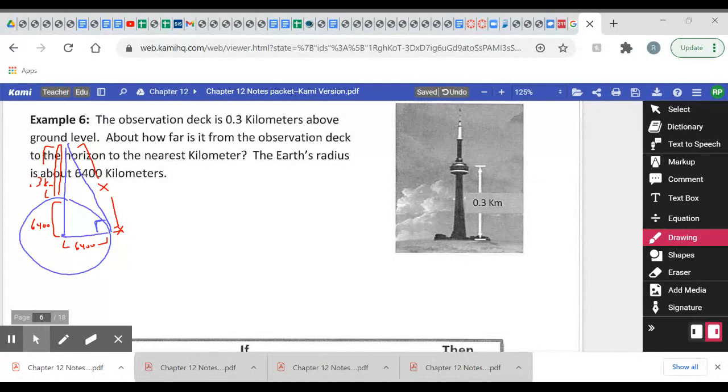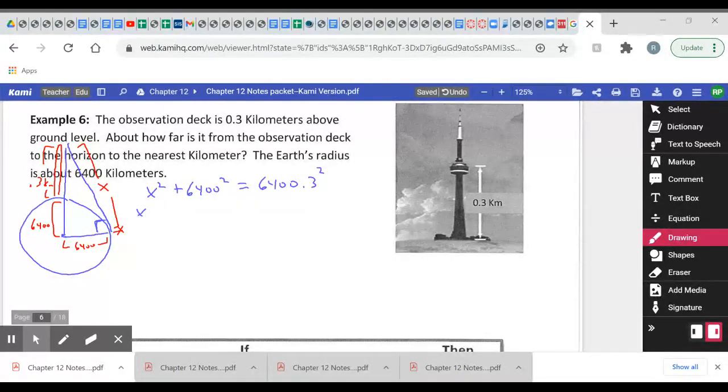So in this particular case, I can say x squared. I'm using my Pythagorean theorem again, each side of my right angle. So I've got my x squared plus 6,400 squared is equal to, if I add up the whole hypotenuse that's across the right angle here, 6,400 plus 0.3, which is 6,400.3. And I can square that.